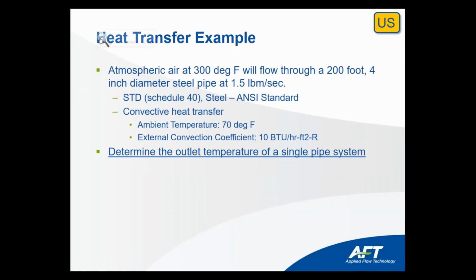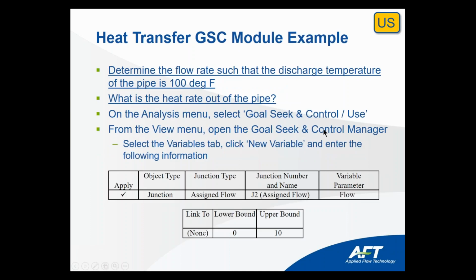All right, then we can get rid of our zoom tool. So determine the outlet temperature of a single pipe system. While flowing at 1.5 pound mass per second, this 200-foot pipe would have a discharge temperature of 128 degrees Fahrenheit. So simple enough, we did not use GSC there, so how could we use GSC on this system?